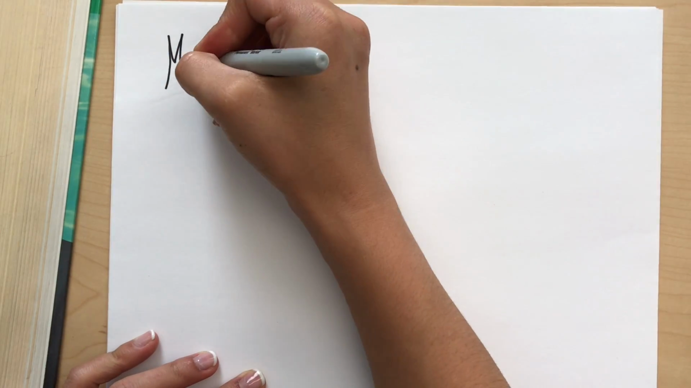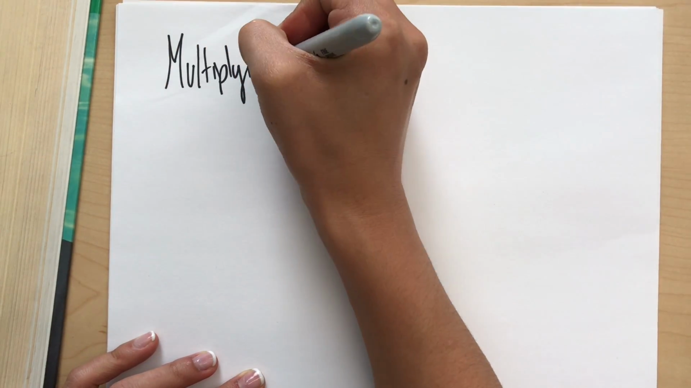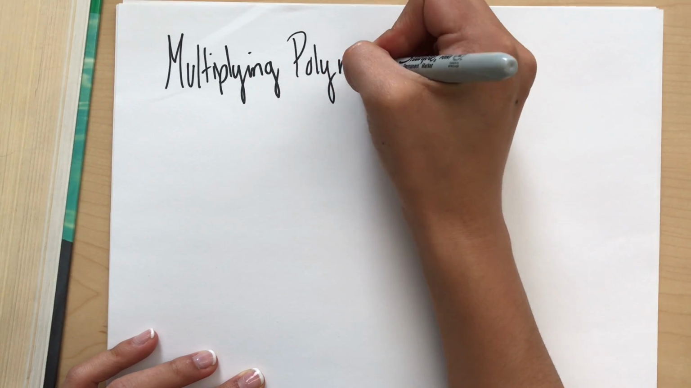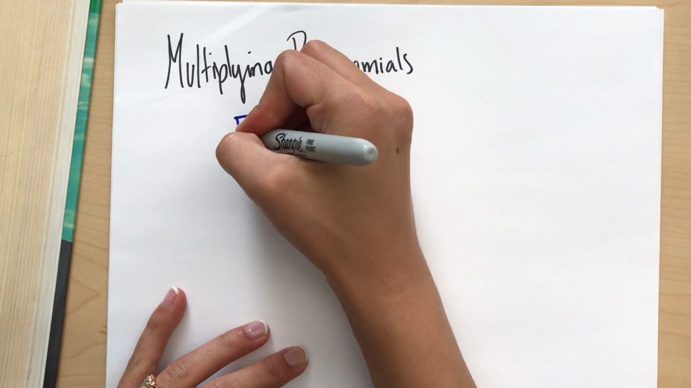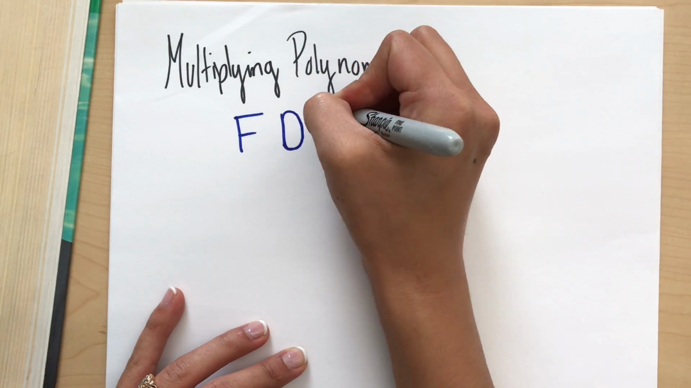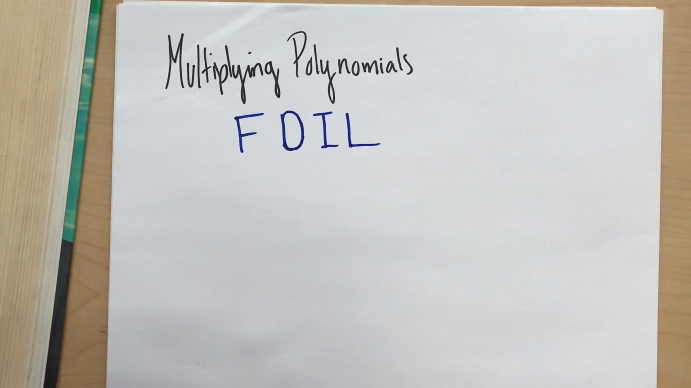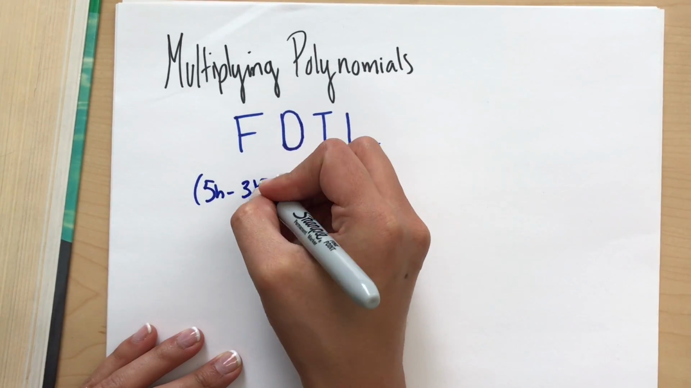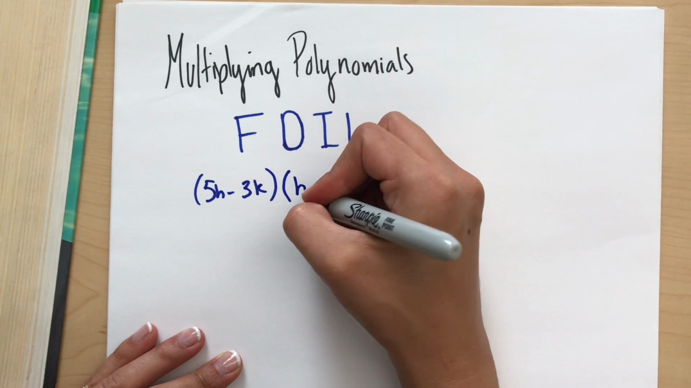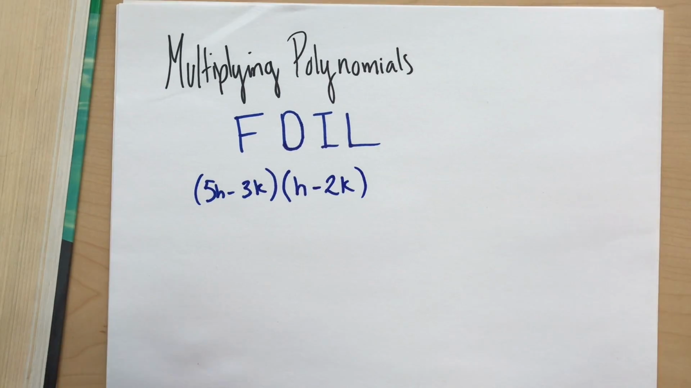We are simply going to be continuing polynomials, and now we're going to start multiplying polynomials. This is going to be a review here. We're going to learn how to FOIL. If you remember, FOIL is first, outside, inside, last. So we're going to start with this. What we have here is two things in parentheses with two terms each.